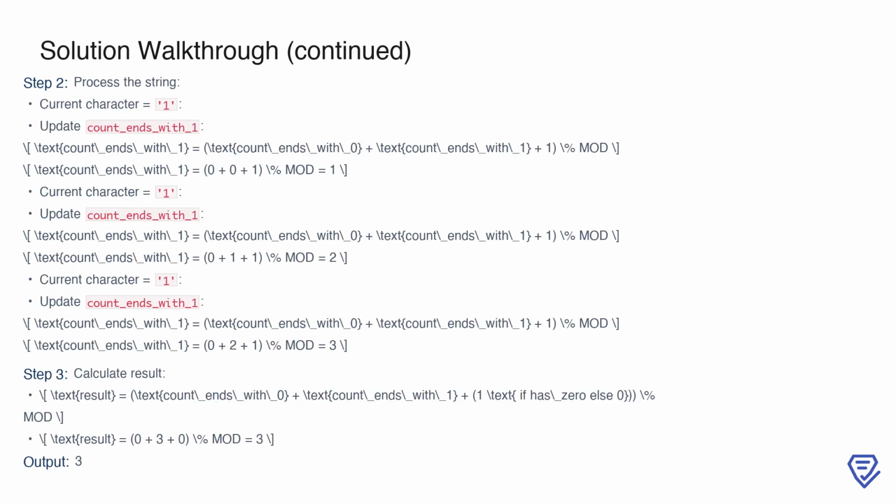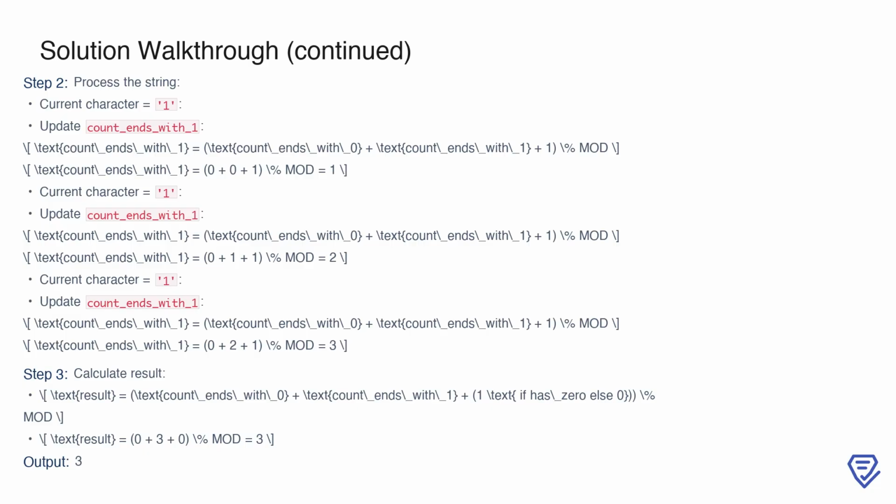Processing the string 111, the first character is 1. Using the update formula, count_ends_with_1 becomes 0 plus 1 modulo mod, which equals 1. For the second one, count_ends_with_1 is updated again, now as 0 plus 1 modulo mod, giving 2. Finally, for the last one, count_ends_with_1 becomes 0 plus 2 plus 1 modulo mod, resulting in 3.